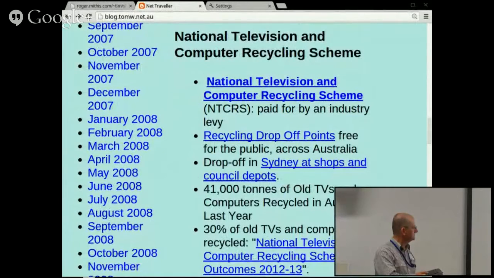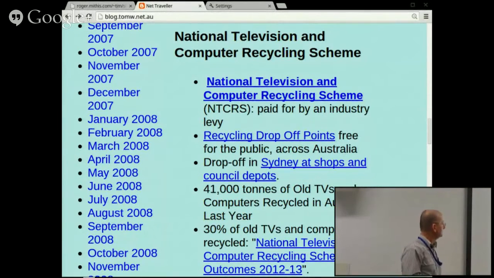What's happened in the last couple of years is the federal government brought in the National Television and Computer Recycling Scheme. So what they do is large importers of computer gear have to pay a levy, which is used to pay the cost of setting up centres like the one in Canberra and several in Sydney, where members of the public can take their old computers and they're assured that these computers will be recycled. The stuff just won't go into landfill. So this is in operation and in effect is adding to the cost of all the computers and televisions that you buy. But it's probably a good thing.